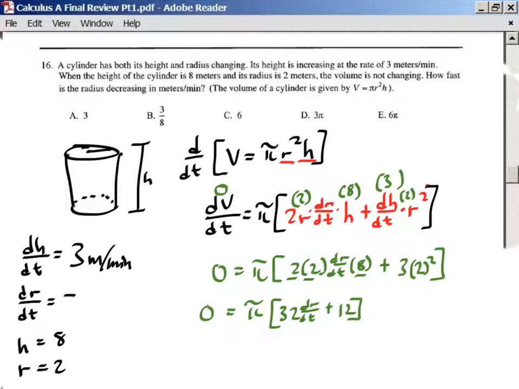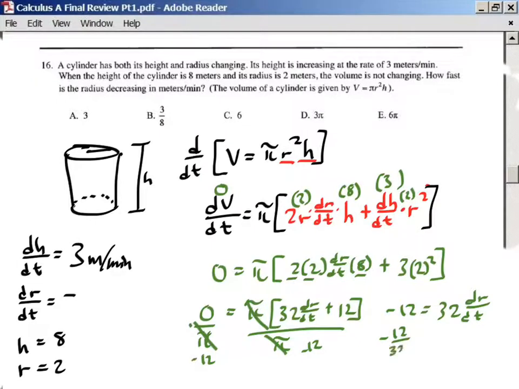Alright, now I'm not going to distribute the pi because I'm pretty savvy with algebra. I know that if I divide both sides by pi, the pi just goes away. Peace out, pi. Okay, and now I need to get the dr over dt alone, so I'm going to subtract 12 from both sides. So now I have a negative 12. That's cool. That's my negative number that I'm looking for. Equals 32 dr over dt. And then you would divide both sides by 32. So we have negative 12 divided by 32 to give us dr over dt.